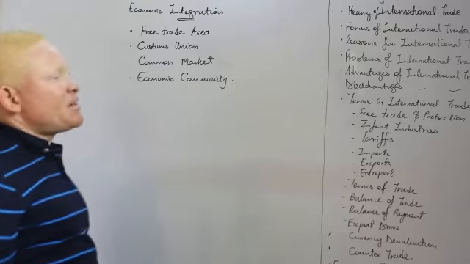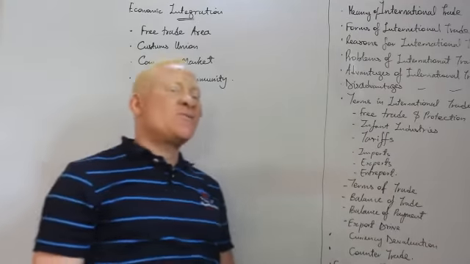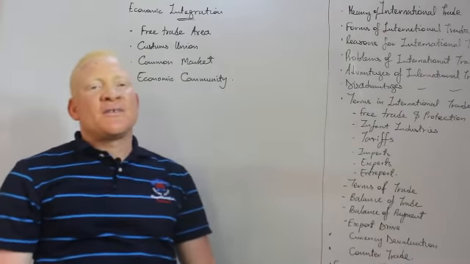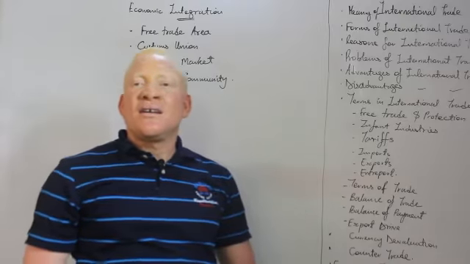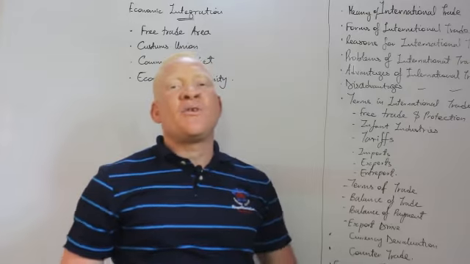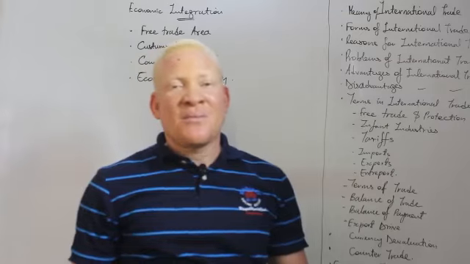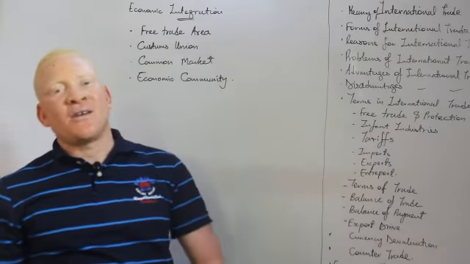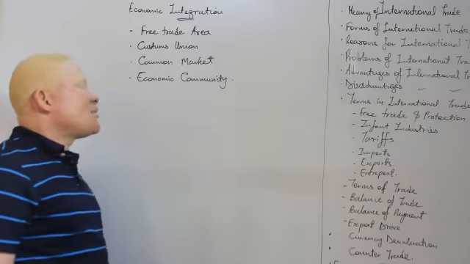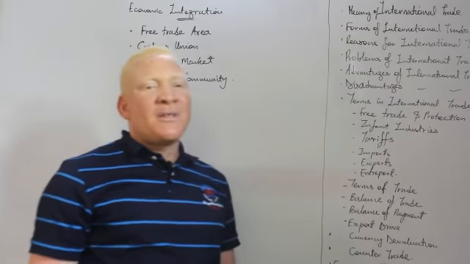Now, a free trade area is a situation whereby a group of economies come together to remove every form of restriction on goods that are exchanged among member countries. That means goods that are coming into a member country from another one, or goods that are going to another country from a member country. In such a case, no form of tariff, no form of restriction is placed on them.